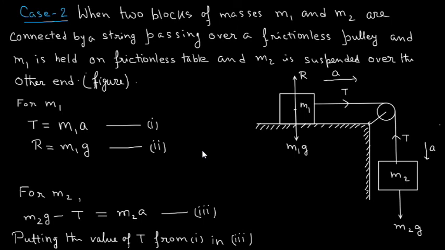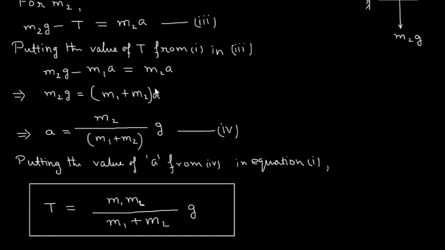For m2 we can write m2 g minus T is equal to m2 a, equation number 3. Putting the value of T from 1 in 3, m2 g minus m1 a is equal to m2 a. m2 g is equal to (m1 plus m2) multiplied by a. a is equal to m2 upon (m1 plus m2) g, that is equation number 4. Putting the value of a from 4 in equation 1, T is equal to m1 m2 upon (m1 plus m2) multiplied by g.